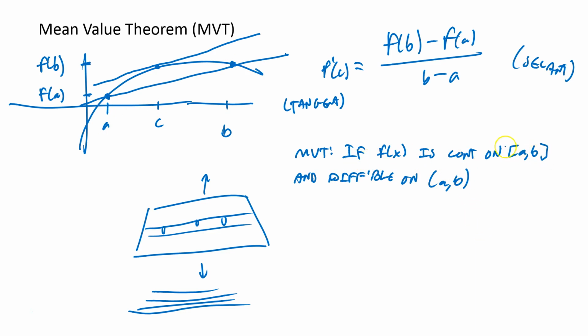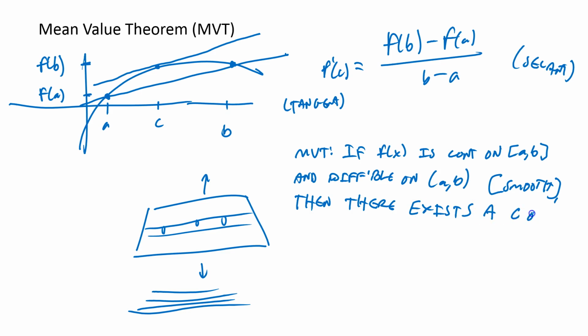So if f of x is continuous on AB and differentiable on AB, so in other words, it's smooth, right? So that's our new fancy keyword. If you have a smooth function between A and B, then there exists a C on open AB. So that means it's between A and B. It's not equal to A, it's not equal to B.